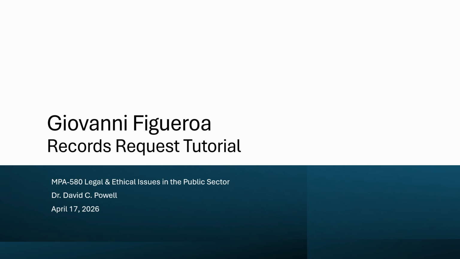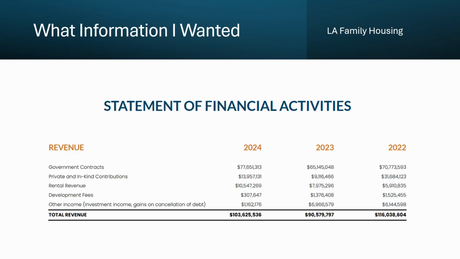Today, I will provide a brief tutorial on obtaining public records related to homeless services in Los Angeles County. Now, the question I have is specifically tied to one of LA County's biggest homeless providers, LA Family Housing, and its government contracts, which in 2024 exceeded $77 million.